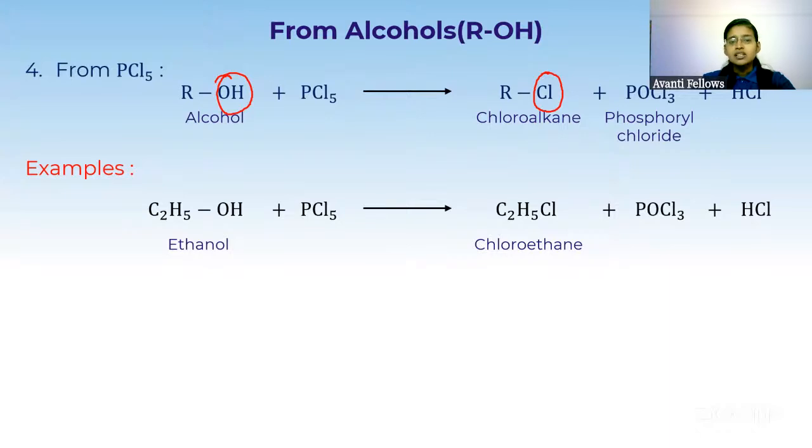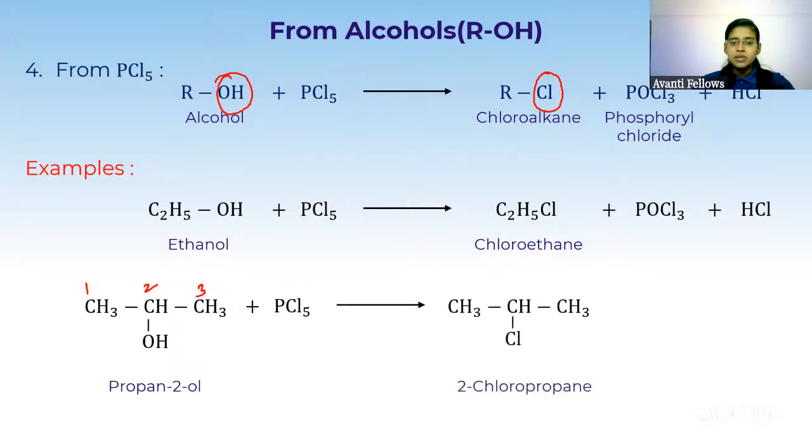So if I take some other alcohol, if I take propan-2-ol, so this is a 3-carbon system. So it should be numbered 1, 2, 3, right? So 3 carbon means it is propane. And in the second carbon, I have the alcohol. So it is propan-2-ol. Propan-2-ol is treated with PCl5. So what will be the product? It will be CH3CHClCH3. I mean the OH will be substituted by the chlorine here and POCl3 and HCl are the byproducts. Okay. This is the fourth method of preparation.